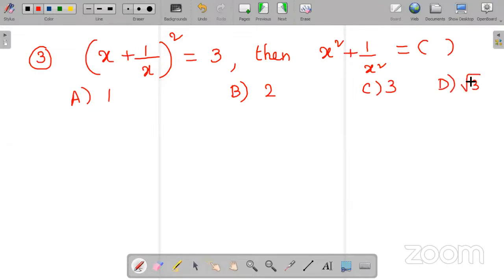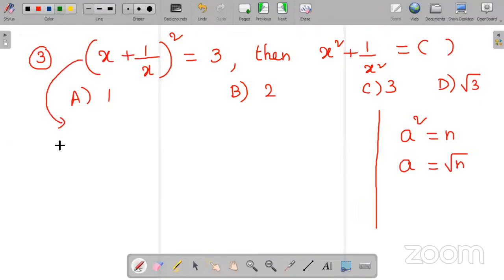So what is our answer? This was a previous NMMS examination question. Yes, absolutely correct. B is the right option. Wonderful. Because you must remember one thing: suppose a square is equal to something n, then a is equal to root n. Similarly, from this, we get like this.